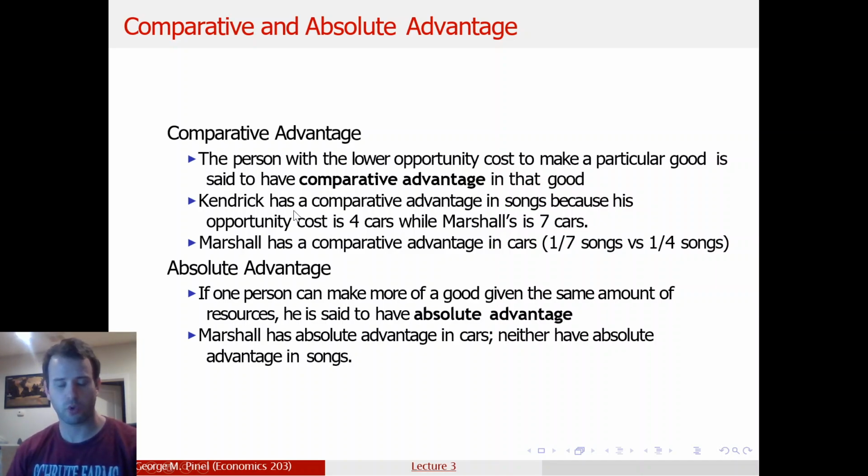So we're going to do an example of their joint PPF that we just discussed, and you'll see that if we draw it out, it makes more sense for the person with the lower opportunity cost to produce the thing that they have the lower opportunity cost in. So the person with comparative advantage should produce the thing that they have comparative advantage in.